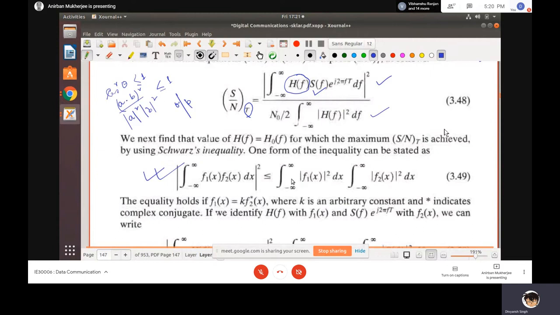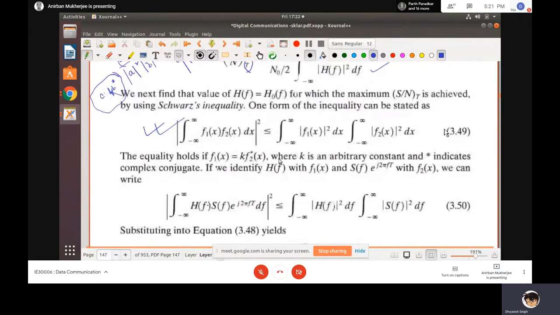Basically, this is the vector form. Mod A square means, if you take the function form, it will come like this. You will attain the maximum value when A and B are collinear, that means A equal to KB when it is real, and otherwise A equal to KB star if it is a complex value vector. That means when two vectors are in the same direction, cos square theta has its maximum value, that is theta equal to 0 and cos square theta equal to 1.